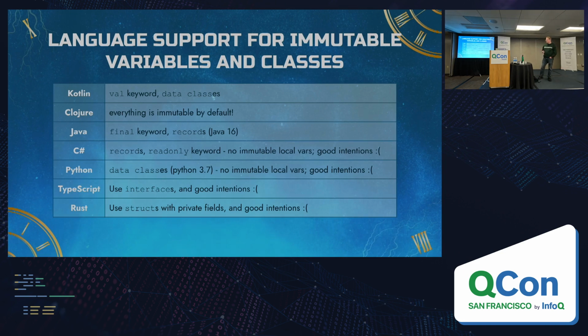So most languages have some support for this these days. Kotlin definitely has data classes, Clojure, everything's immutable by default. Java has records and final. You can find this in pretty much any programming language. TypeScript and Rust, you have to roll your own a little bit, but it's definitely possible to follow these patterns.